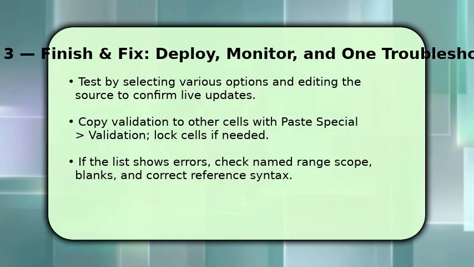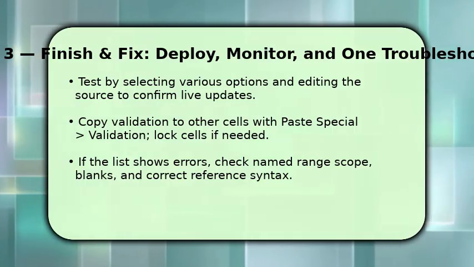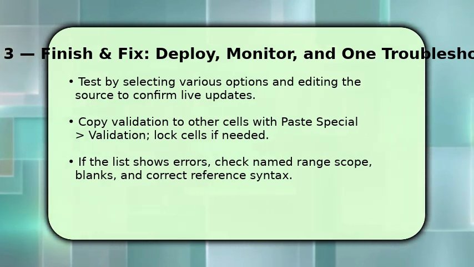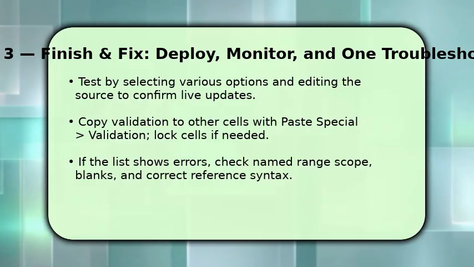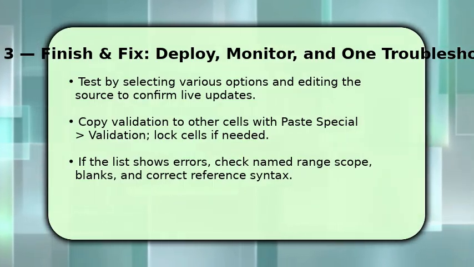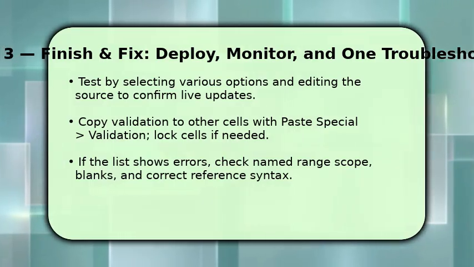Now finalize. Test the drop-down by selecting entries and then change an item in the source to confirm it refreshes. Copy the validation to other cells using Paste Special, Validation, so rules replicate without altering content. If you want to prevent edits, lock the validated cells and protect the sheet. Make sure named ranges are workbook scoped for broad use.